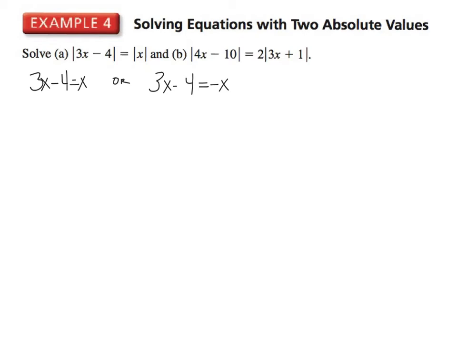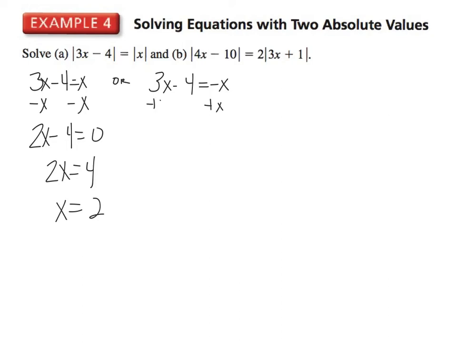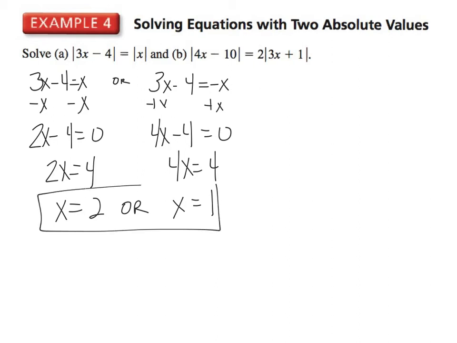So I'm going to subtract x, 2x minus 4 equals 0. I add 4 to both sides. I divide by 2. I get x equals 2. Now here, if I add x, that gives me 4x minus 4 equals 0. I add 4, divide by 4, I get x equals 1. So my two answers are x equals 2 and x equals 1.